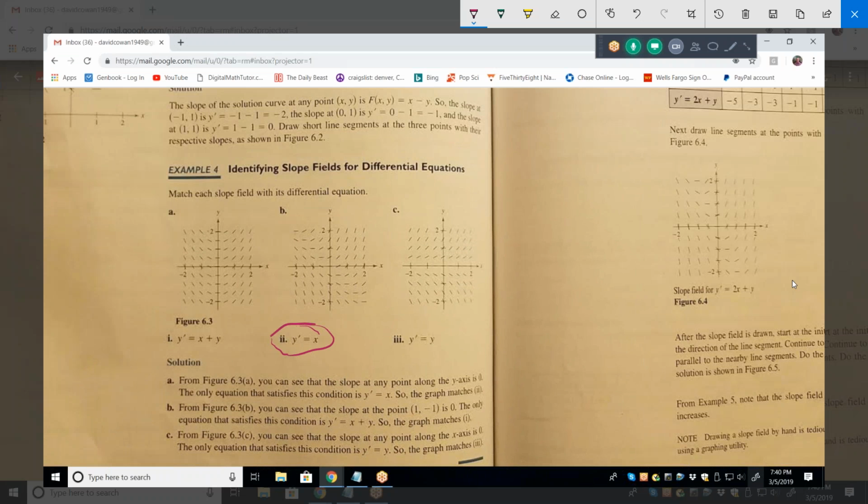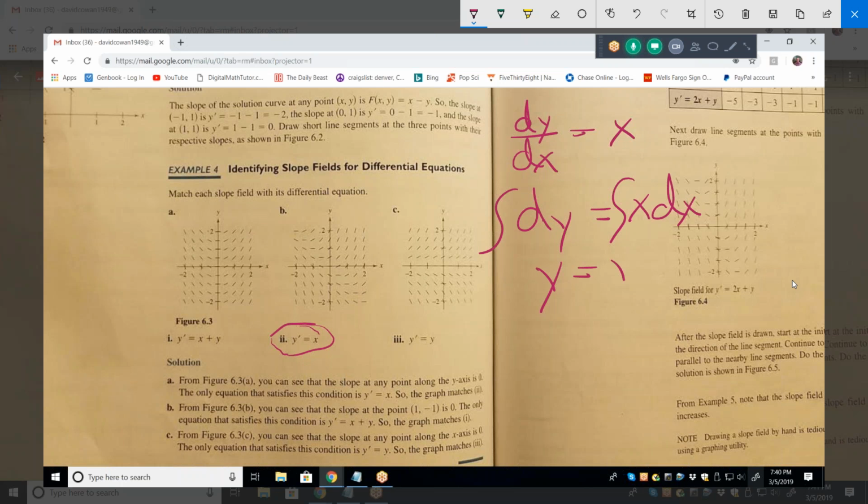Because that's dy dx equals x, which means dy equals x dx, which means if I integrate both sides, y equals x squared over 2 plus c. Well, what is that? That's a parabola. So that would be A. That'd be A. You got it.